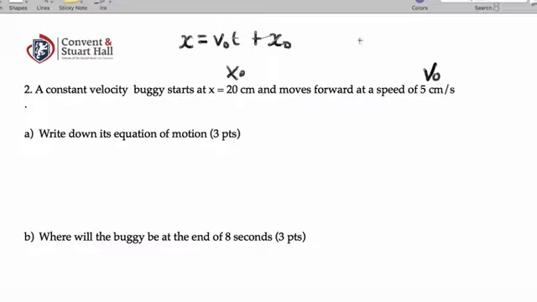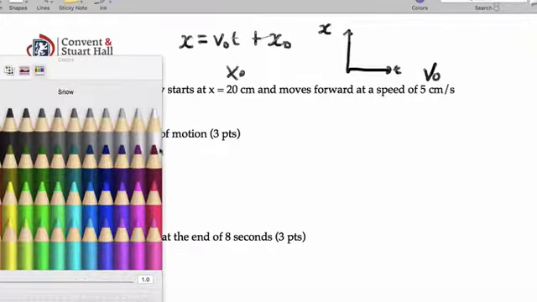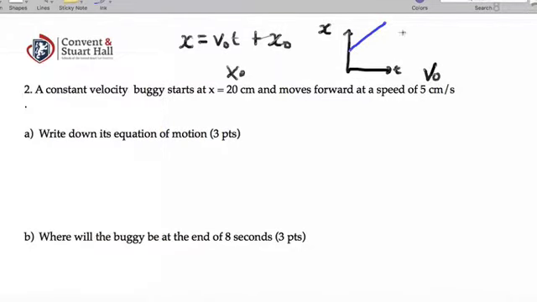And just to review, if this is the position axis and this is the time axis, then the object moves like this. And of course the slope is v naught, which is the velocity. And the y-intercept is that x naught position right there.